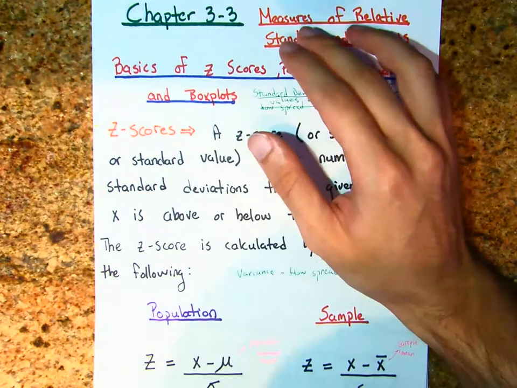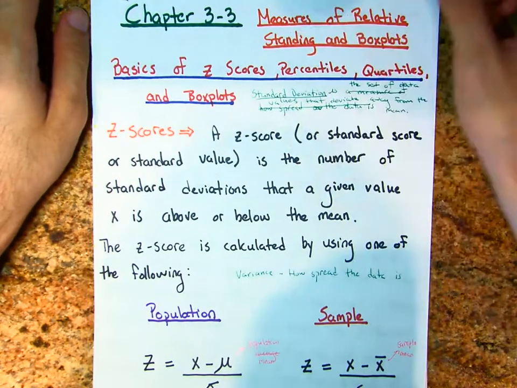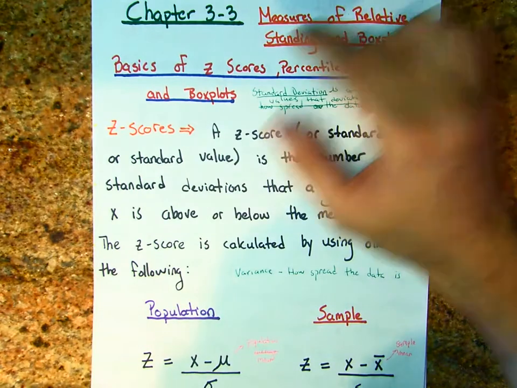All right, welcome everybody. Let's continue through chapter 3. We're at 3.3, and here we're going to talk about the basics of z-scores, percentiles, quartiles, and box plots.